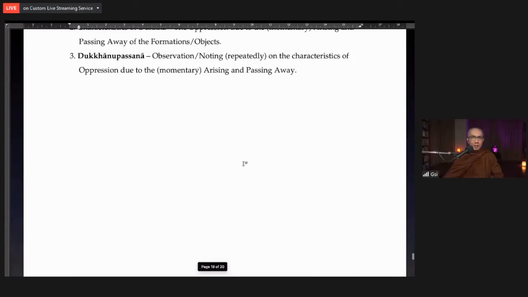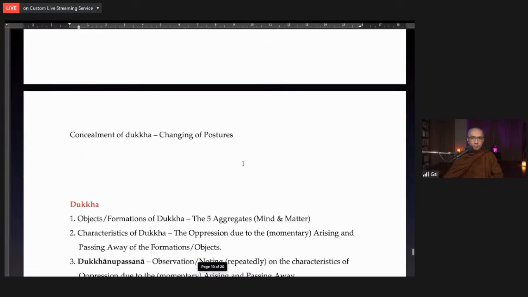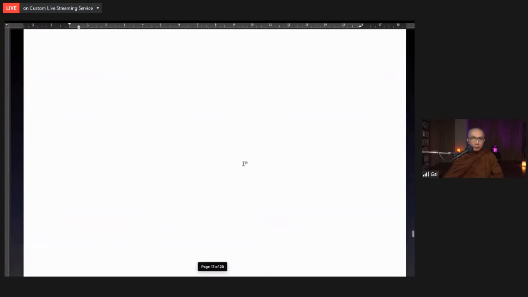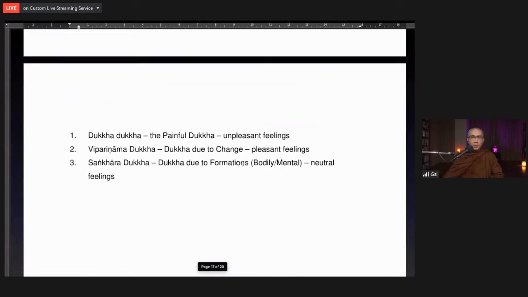Now, when we look at this dukkha dukkha, the painful dukkha, normally you associate it with dukkha, which is right in a certain sense. But most of the time, when we look at this painful dukkha, many times the yogis are not doing anupassana or Dukkhānupassanā. They are not observing the dukkha as it is supposed to be noted.